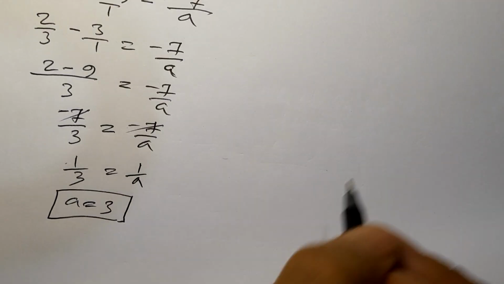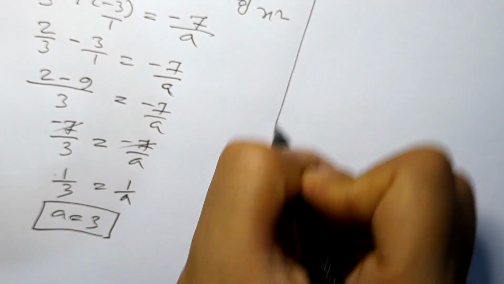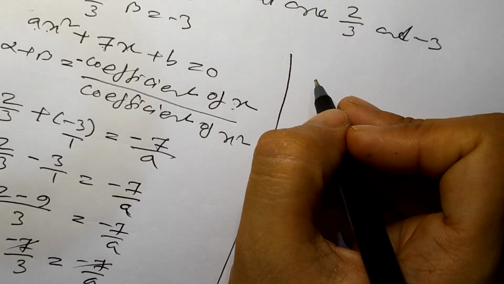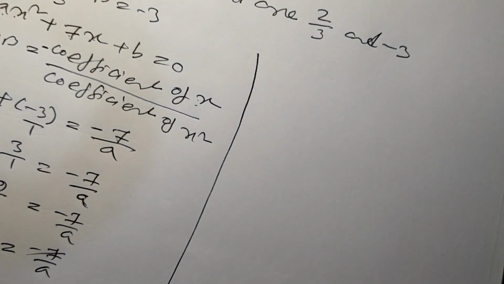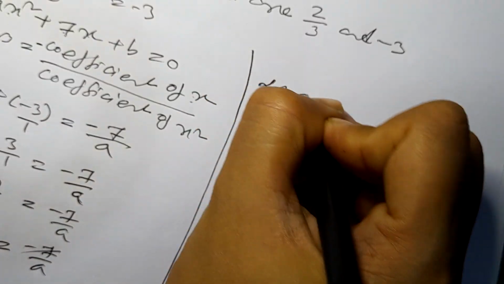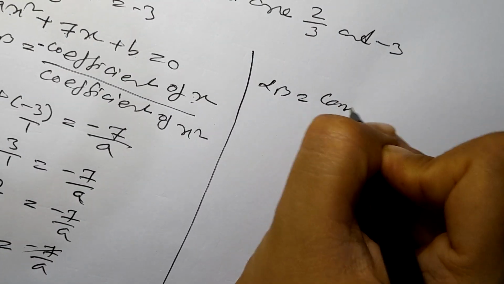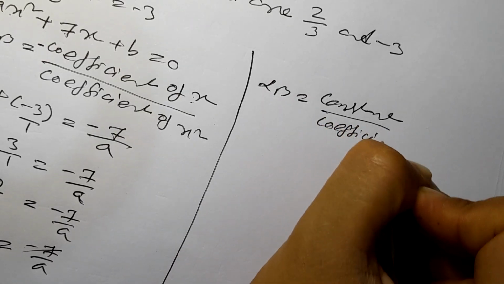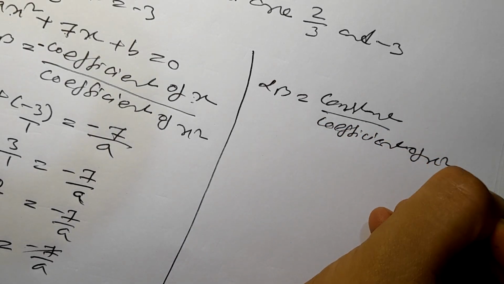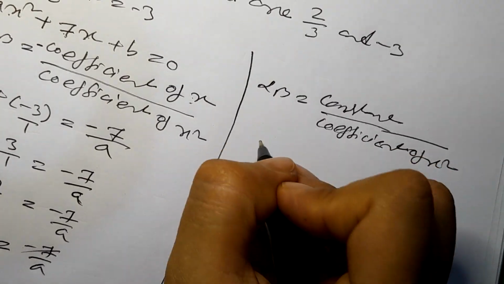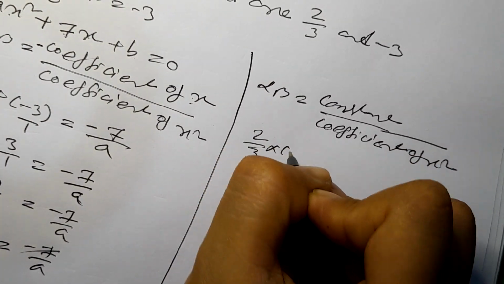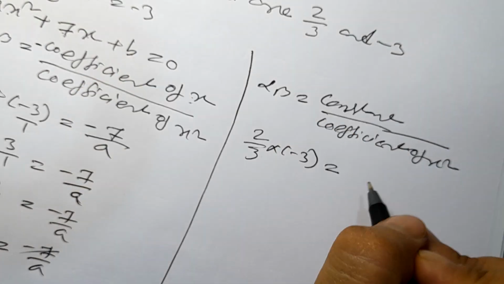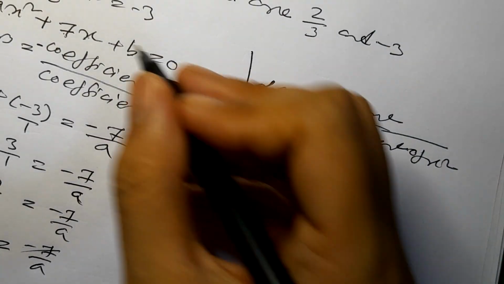Now for the value of b, I am doing it. For the value of b, we have to go by the multiplication. So there is a product of zeros. We know that the product of zeros, that is alpha into beta, is equal to the constant divided by the coefficient of x square. So it will be alpha into beta. Alpha is 2/3, beta is -3. The constant coefficient is b divided by a.